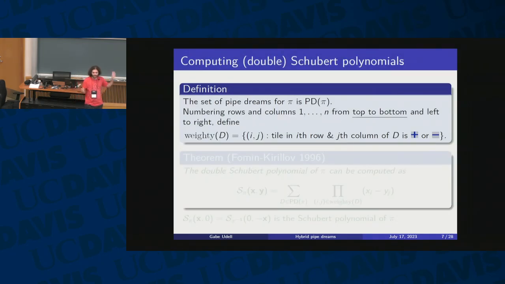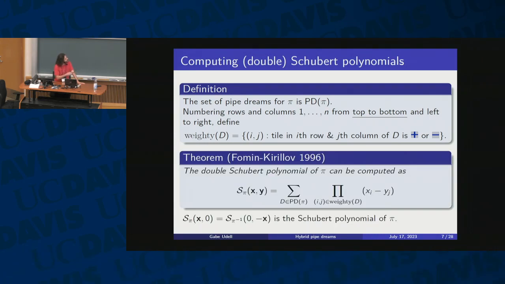And here, on this slide, is how we'll compute Schubert polynomials using pipe dreams. We'll call the set of pipe dreams for pi PD of pi, and we'll define this weighty set, which is going to tell you where our weighty tiles, the crosses and horizontals, are. And we'll note the label of the row and the physical column position. So given this, we can compute our double Schubert polynomials.